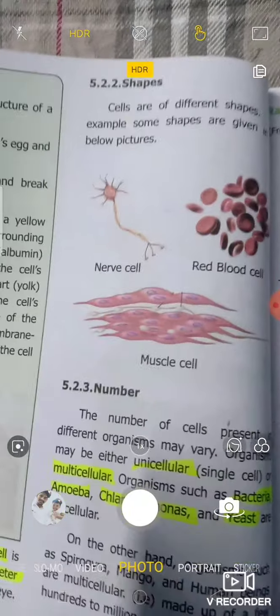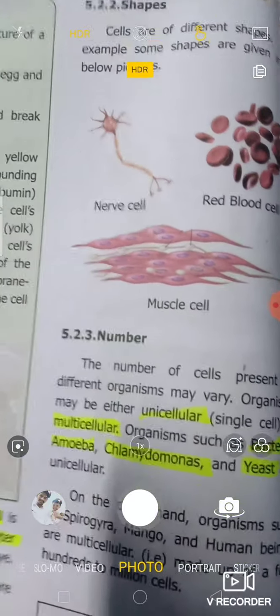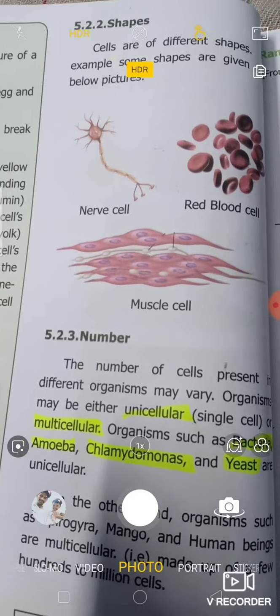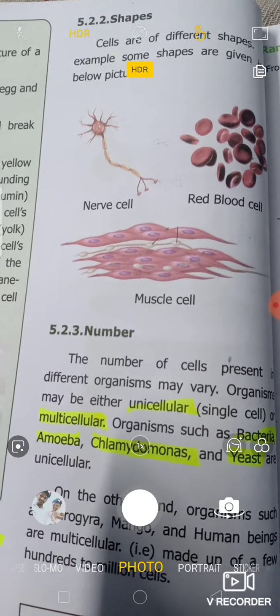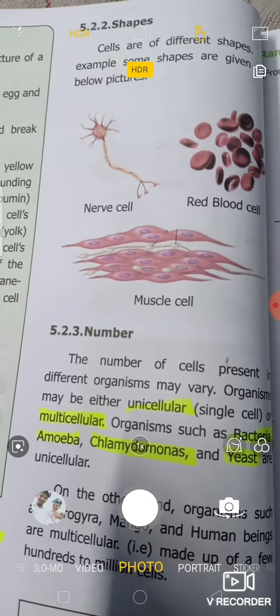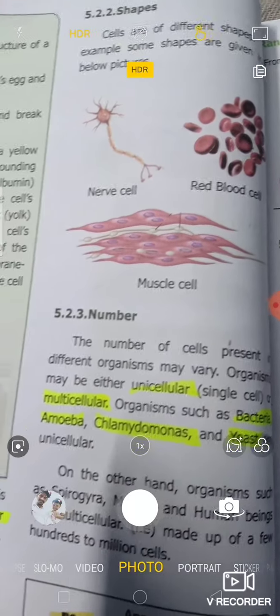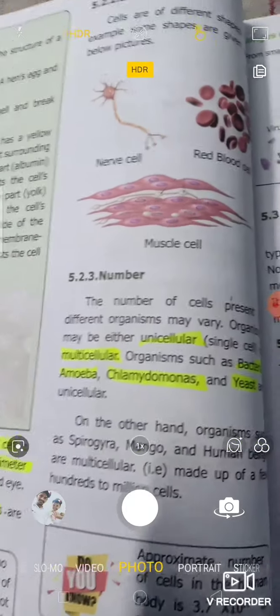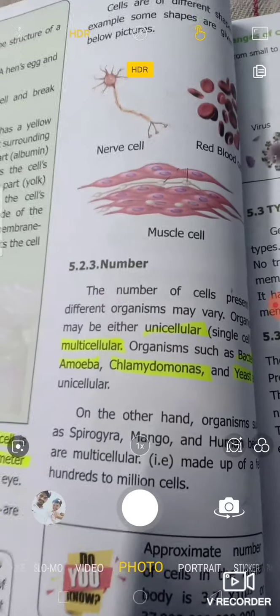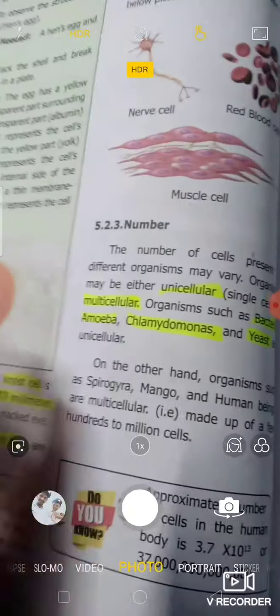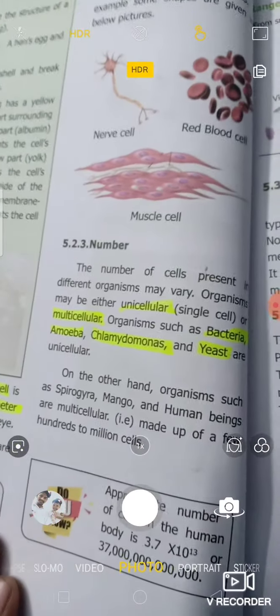may vary depending upon its function. Cells are of different shapes. For example, some shapes are given below in the picture. Nerve cell, red blood cell and muscle cell are given in your picture. You can see these, and you will study about these things in your higher studies in a broader way.